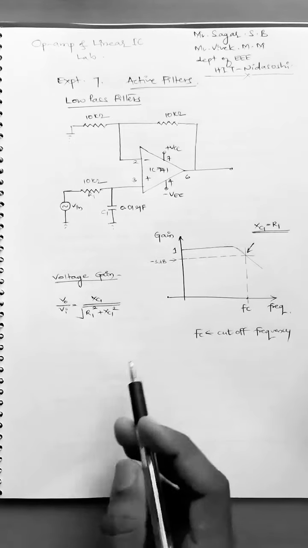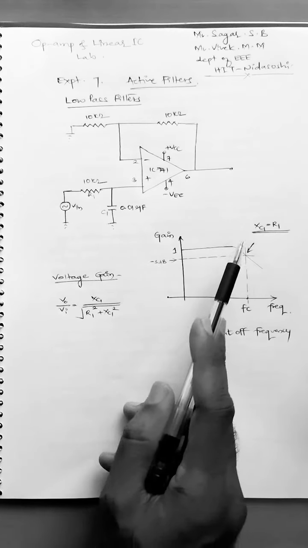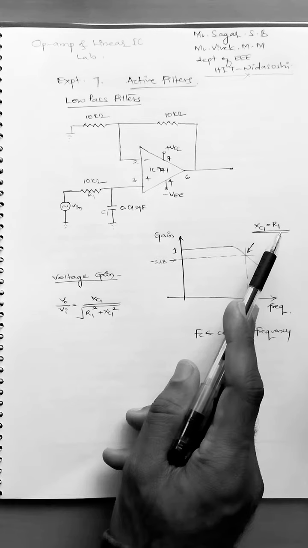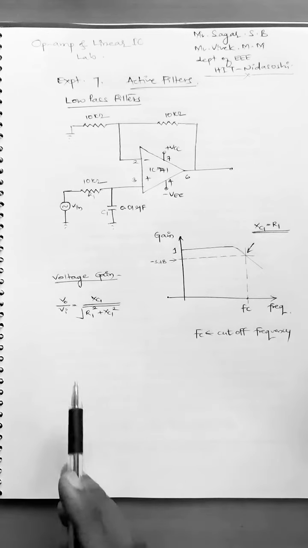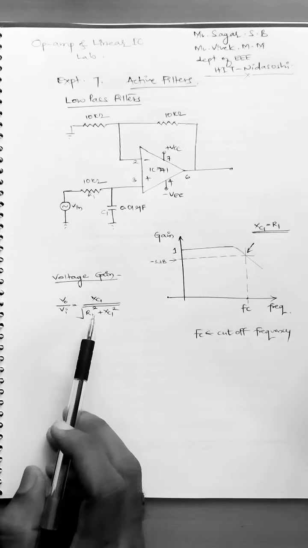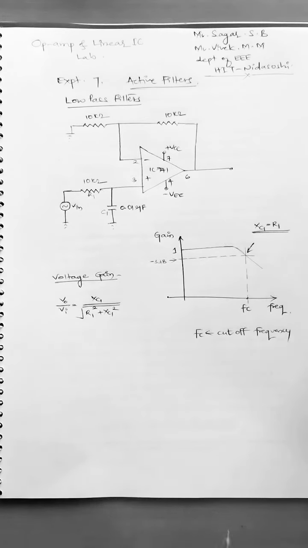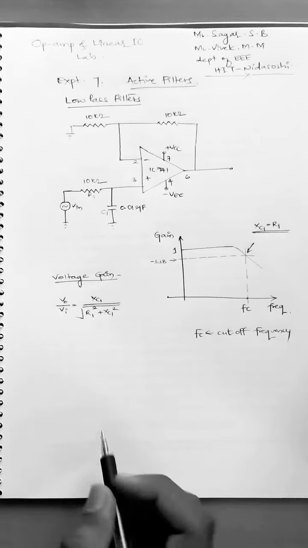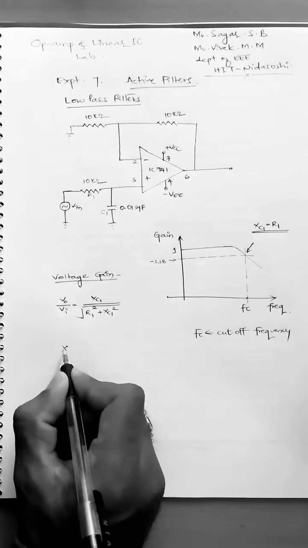Now I have marked here as minus 3 dB, and that is nothing but when XC1 value is exactly equal to the resistance value. So we have a gain equation for the filter as XC1 divided by under square root R1 square plus XC1 square.